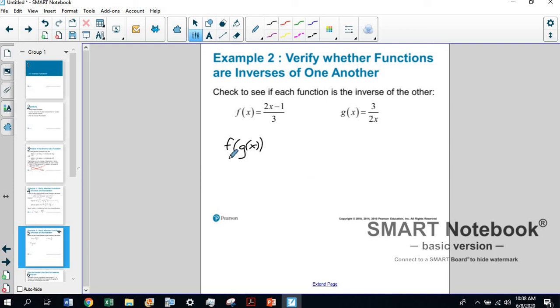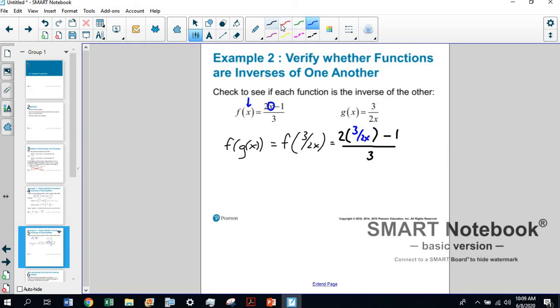Okay, so what is g of x? G of x is 3 over 2x. And again, how do we plug this in? The f of x is 2 times x minus 1 over 3. So whatever's in here goes in where that x is. And so we have 2 times the stuff minus 1 over 3. That's how we think of plugging our functions in. And so we plug in this 3 over 2x.